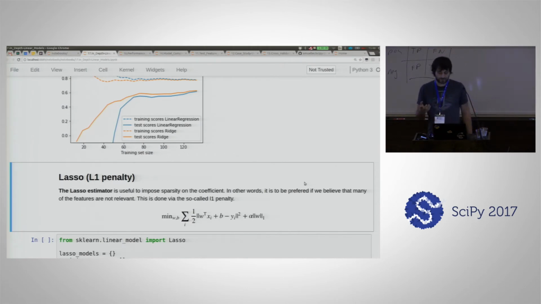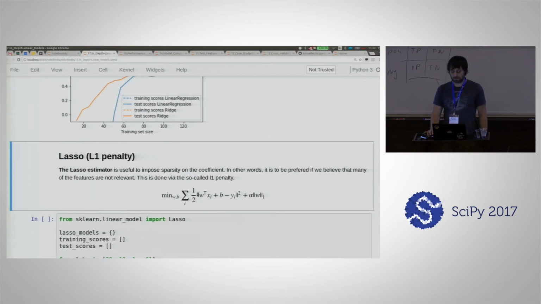There's another way that's very common, which is called lasso, which is an L1 penalty. The formula looks basically the same, except the norm that we are using here is an L1 norm. So before, we wanted the sum of squares of the coefficients to be small. The L1 norm is the sum of absolute values. So again, we want W to be small. We want the coefficients to be small.